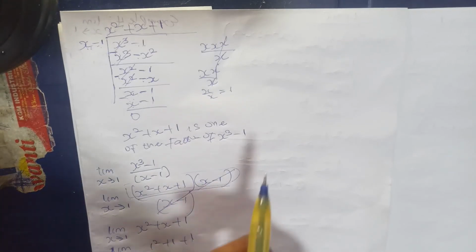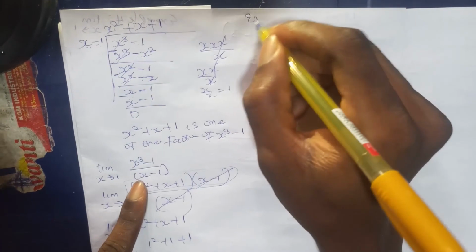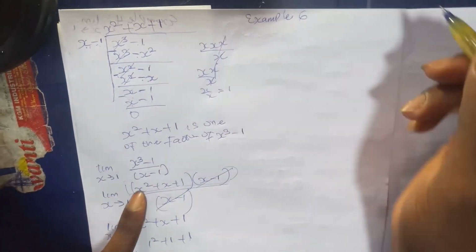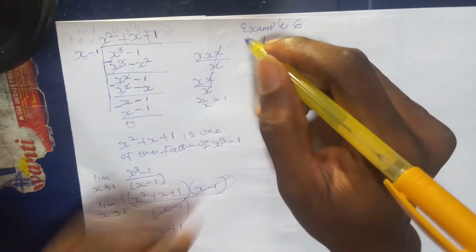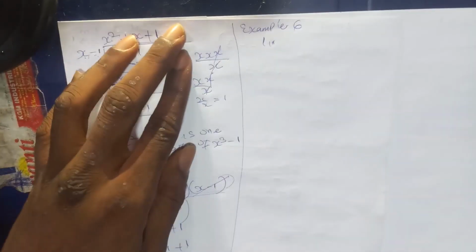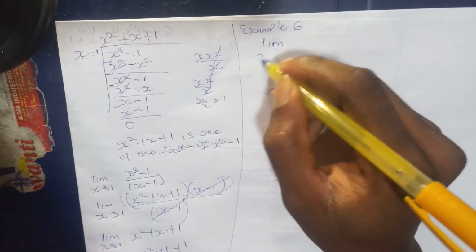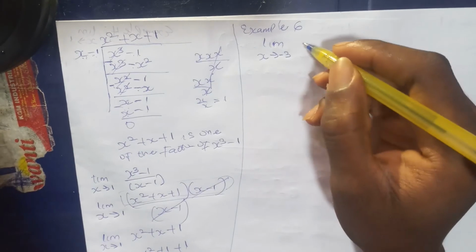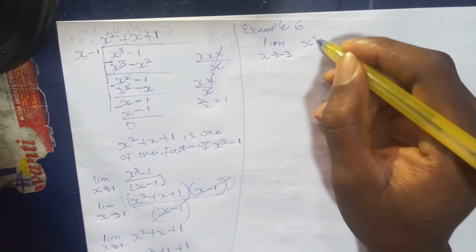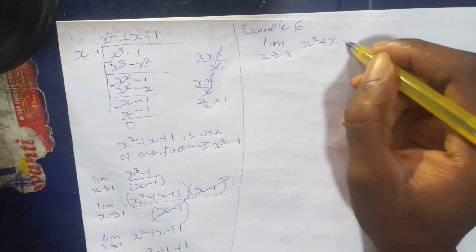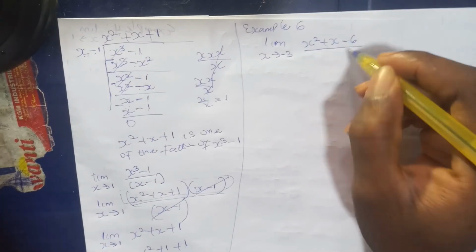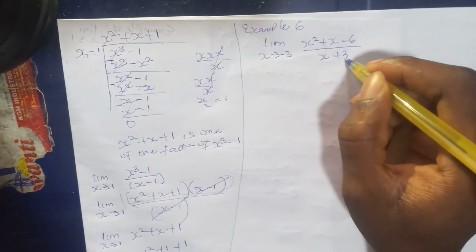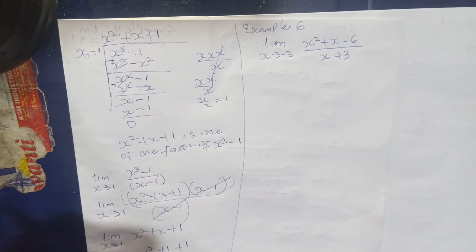Let's take one more example on this. Example 6. Lim x approaches minus 3, x squared plus x minus 6 divided by x plus 3. So now, lim x approaches minus 3, x squared plus x minus 6 divided by x plus 3.